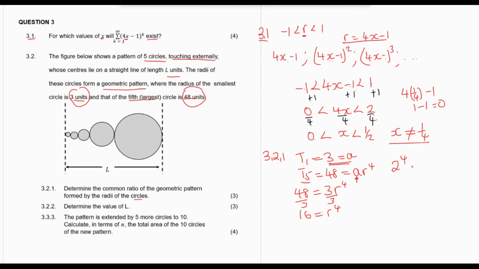16 is 2 to the power 4, which is equal to R to the power 4. Therefore, R is equal to 2. It cannot be -2 because we're talking about radii here. The terms are always positive, so R should be 2 there. So we've determined the common ratio and answered the question: R is equal to 2.